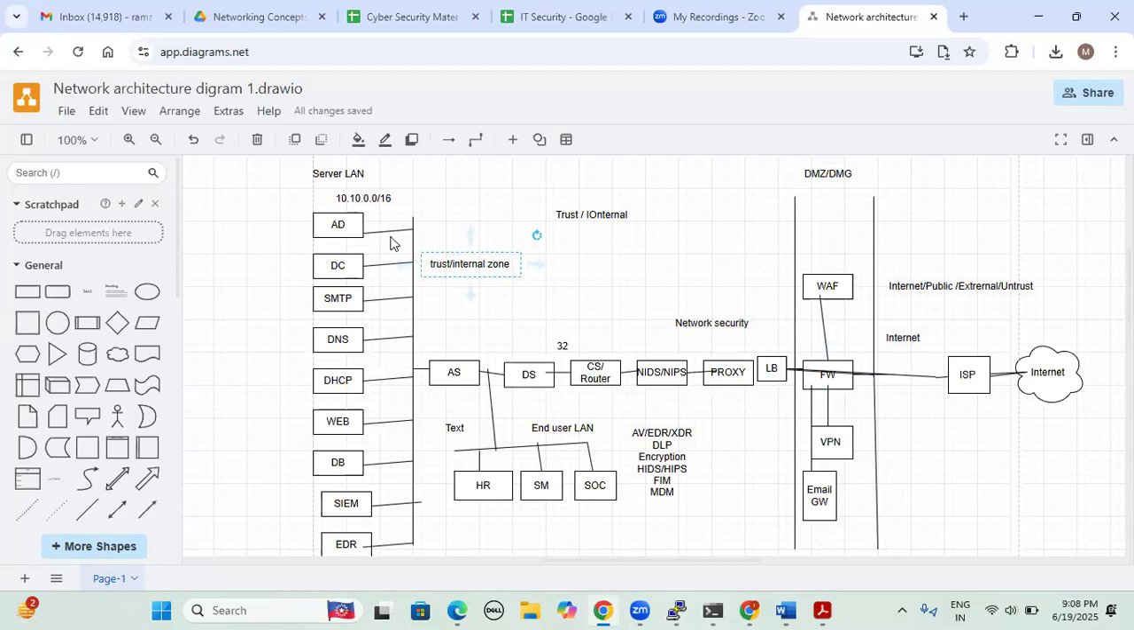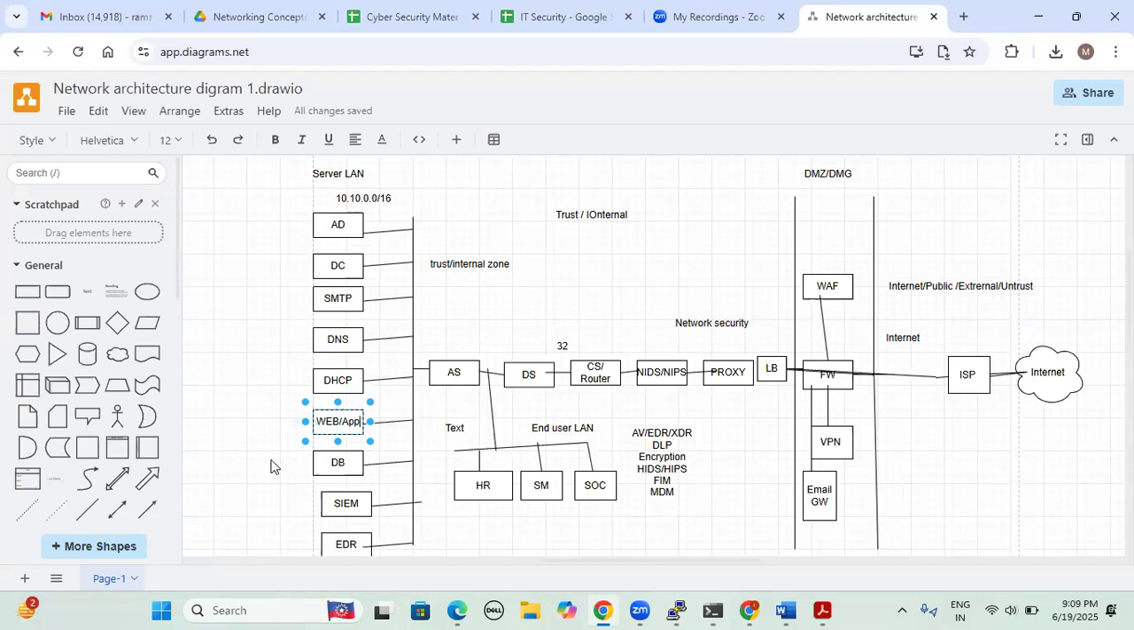which is very important, you know already, and the domain controller, which does the authentication and authorization part. Then the SMTP server, for sending and receiving emails; DNS for domain name resolution; and the DHCP server, mainly for assigning IP addresses automatically. Then the web server, which is also called the app server. There we can deploy our internal applications or organization-related applications.